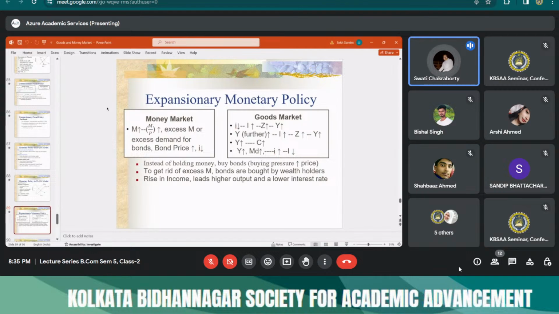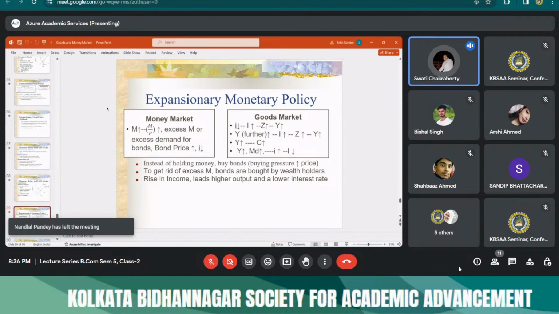So you see this, it started from the money market, it went up to the goods market, and it again affects, like it's affecting both the money and the goods market. That's why I said it cannot be studied in isolation. And the reverse is the case when we have the contractionary monetary policy.